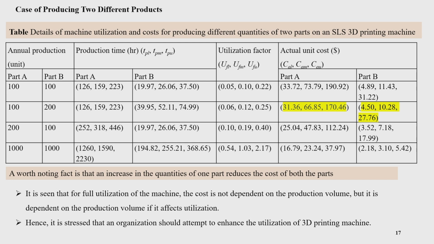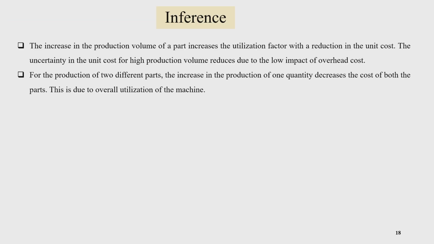Suppose you know that in 3D printing, if it affects utilization, hence it is stressed that an organization should attempt to enhance the utilization of the 3D printing machine. If it is properly utilized, then it is okay. The increase in the production volume of a part increases the utilization factor with a reduction in the unit cost. The uncertainty in the unit cost for high production volume reduces due to the low impact of overhead cost, and for the production of two different parts, the increase in the production of one quantity decreases the cost of both the parts.